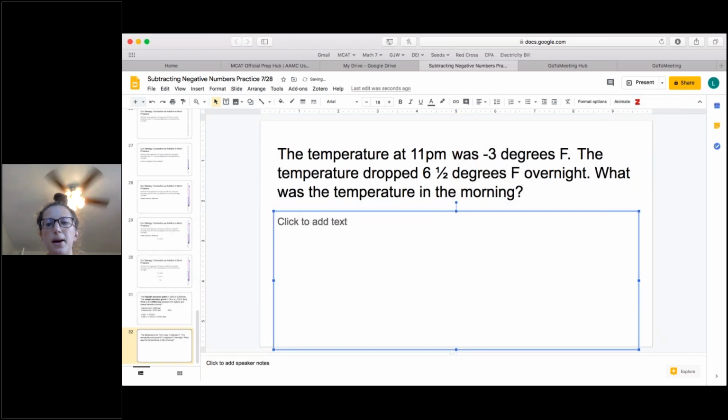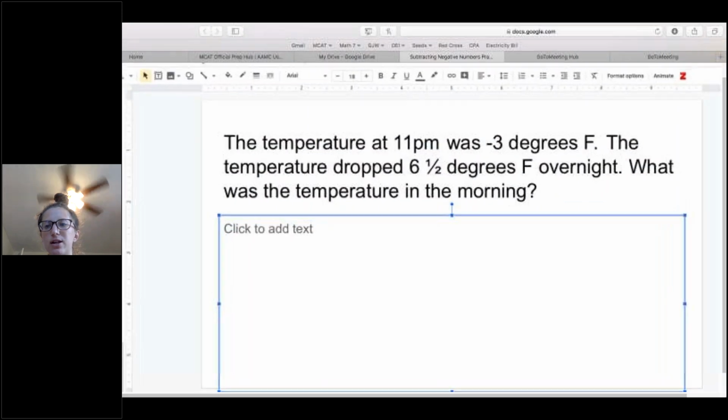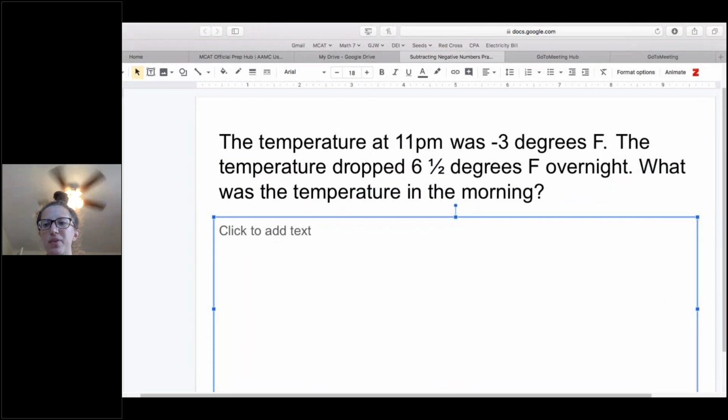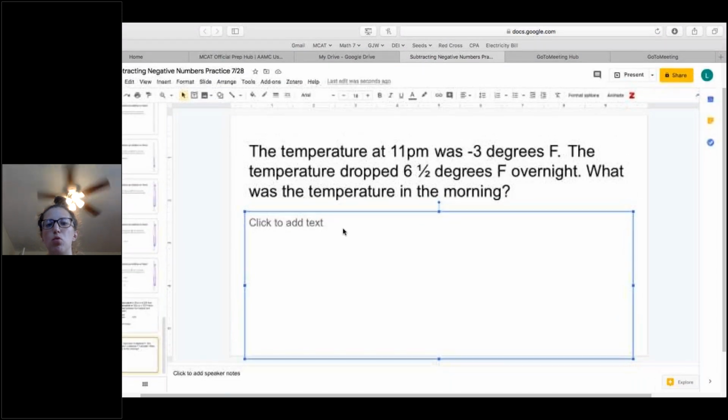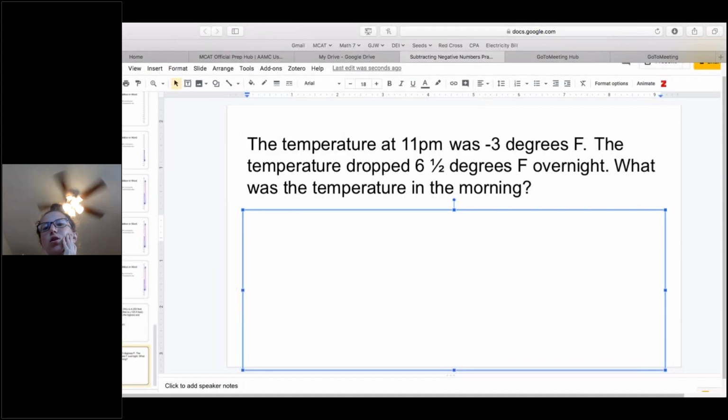So the temperature at 11 p.m. was negative 3 degrees Fahrenheit. We'll pretend that it's not the middle of summer. The temperature dropped 6.5 degrees Fahrenheit overnight. What was the temperature in the morning? So when you read the problem, in general, what's this problem about? Temperature. Yes.